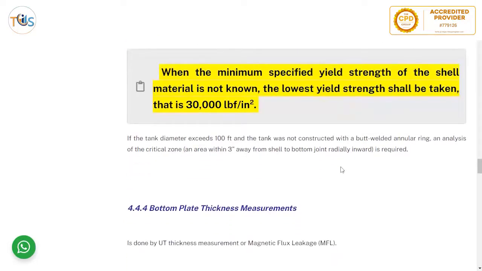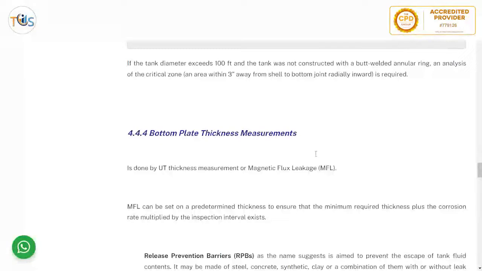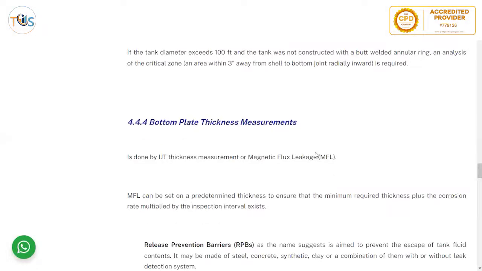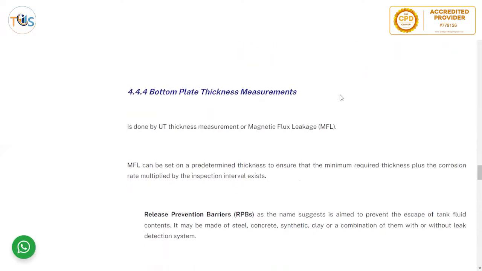When the minimum specified yield strength of the shell material is unknown, the lowest yield strength shall be taken. That is 30,000 pounds per square inch, or 30,000 psi. If the tank diameter exceeds 100 feet and the tank was not constructed with a butt-welded annular ring, an analysis of the critical zone, which is an area within 3 inches away from the shell to bottom joint, is required.